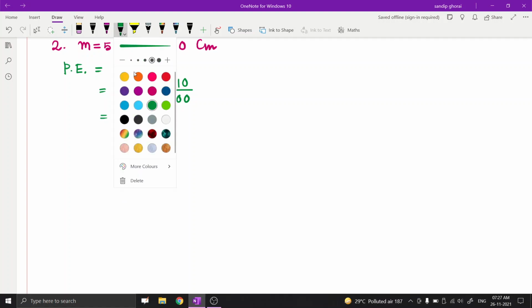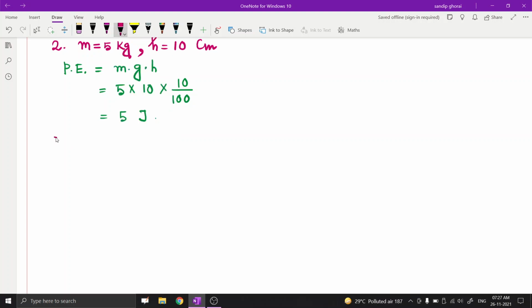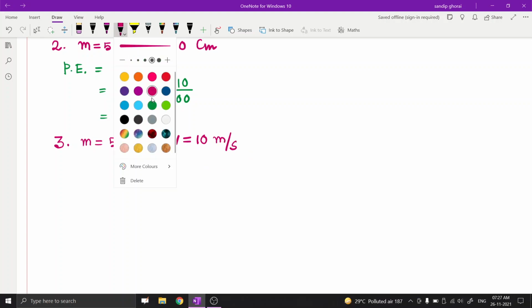Now we move to our next question, that is question number 3. In this question, if we take a body whose mass is again 5 kg and which is moving with a velocity v equal to, suppose, 10 meter per second, then what is its kinetic energy?